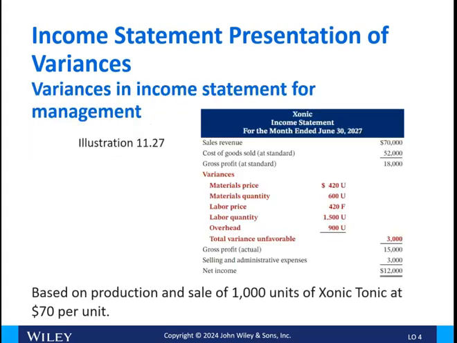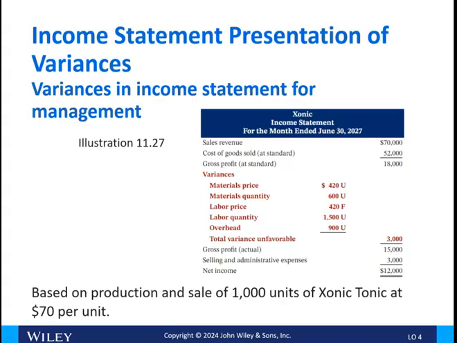So here's what it would look like. This illustration is based on production and sale of 1,000 units of Zonic Tonic at $70 per unit. So that's where we get our sales revenue. Since we had 1,000 units, our standard cost was $52 per unit. So we had $52,000 of cost of goods sold. And we have our gross profit at standard.